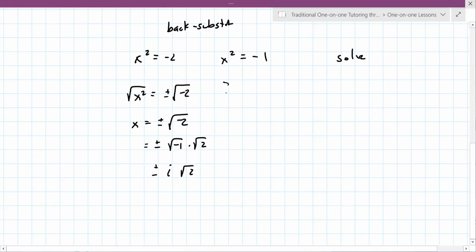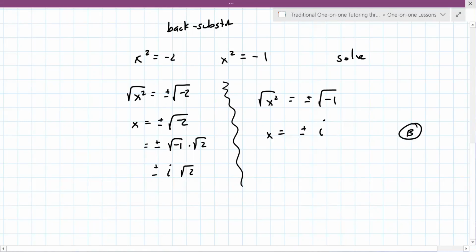Now we go to this other one on the right. You take the square root of both sides, so it's plus or minus the square root of -1. X is plus or minus, that's why it's very important. The square root of -1 is i, so it's plus or minus i here. You can probably see that that's B.